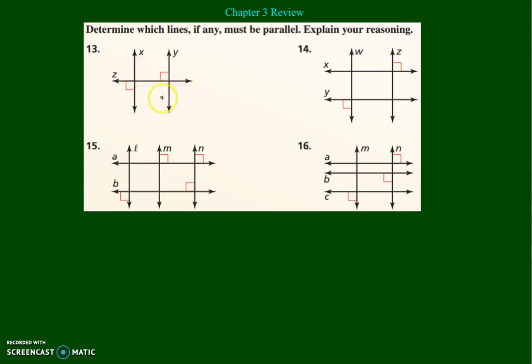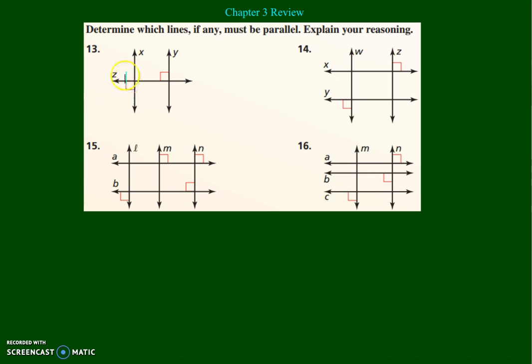We can look at it in a slightly different fashion as well. We can go back to some of our older theorems in that we have two lines that are perpendicular. If two lines are perpendicular, they intersect to form 4 right angles. That's the 4 right angles theorem. Let's pick a different color.